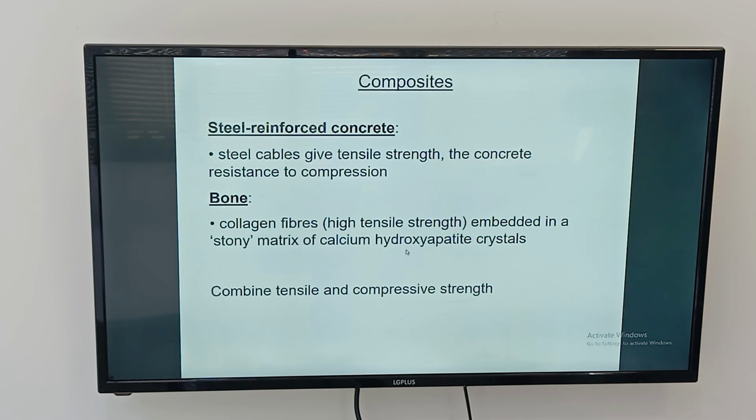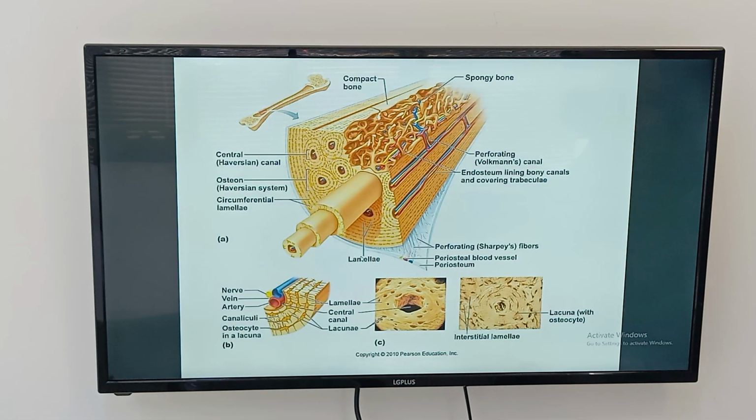This matrix is made of calcium hydroxyapatite crystal. This combination is known for being resistant or rigid. This will give the strength for the fibers to resist compression. In this photo, this is an intricate explanation of what the bone is made of.